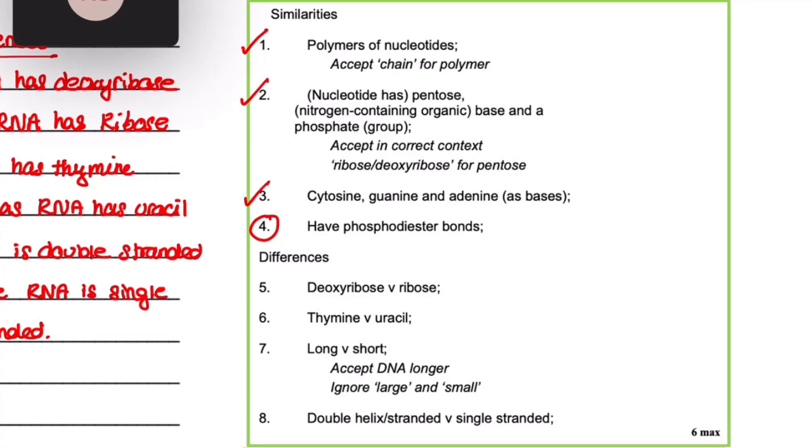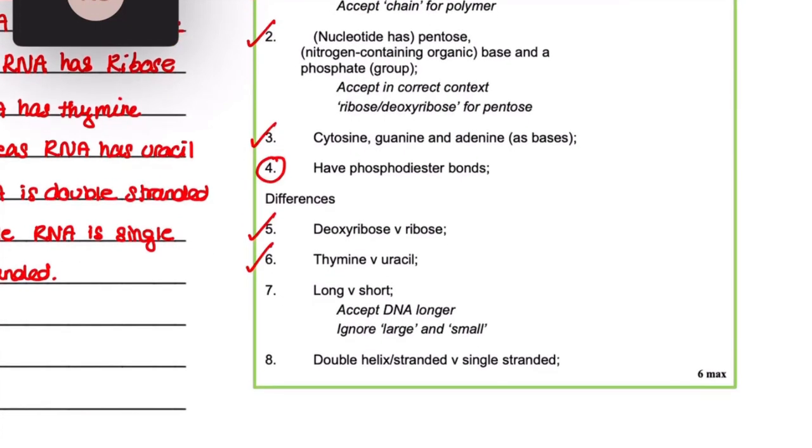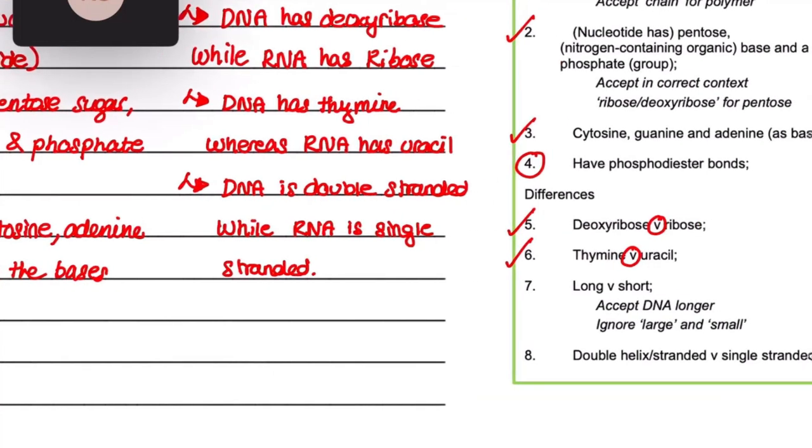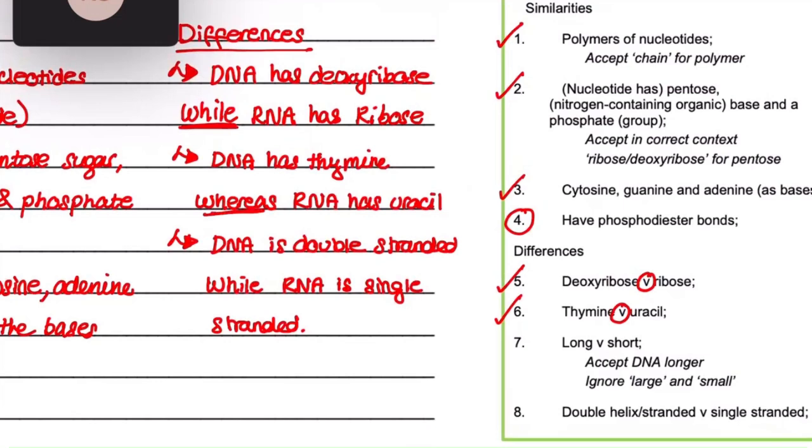Okay, in terms of the differences, we built on deoxyribose versus ribose, thymine versus uracil. You need to make it comparative, so you need some comparative phrase. In this mark scheme, they've just put V, but we've used whereas in most cases. We've used while over here, we've used whereas over here, and we used while over here. So you need a comparative phrase. You can't just say that one has this and that's it. You have to make a comparison. One has this, whereas, or while, or but the other one has this.